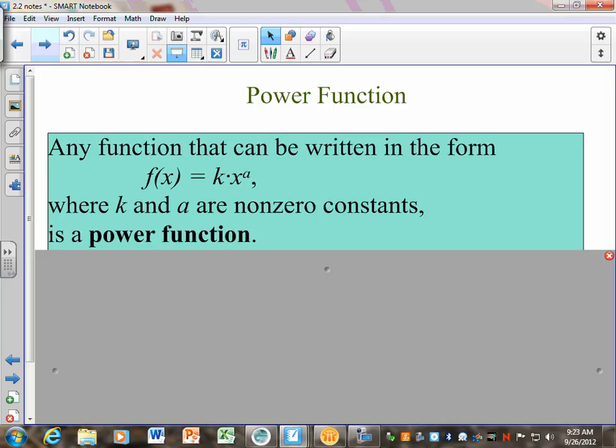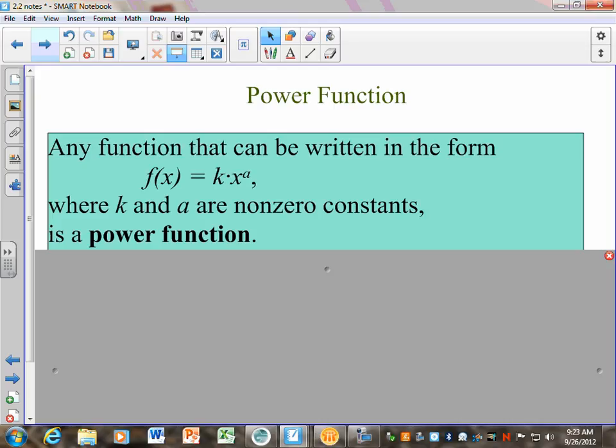A power function can be written in the form f of x equals k times x to the a. Notice that k and a are constant numbers. They're not variables. So we're not talking about an exponential function here. We're talking about x to some power. That means a quadratic function is technically a power function.